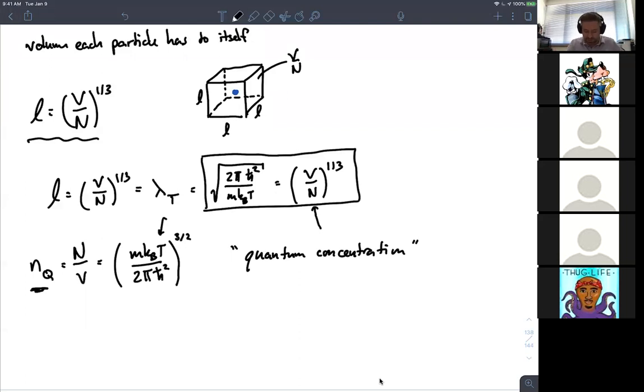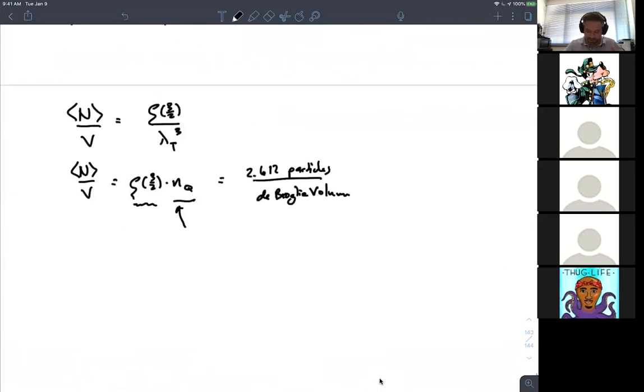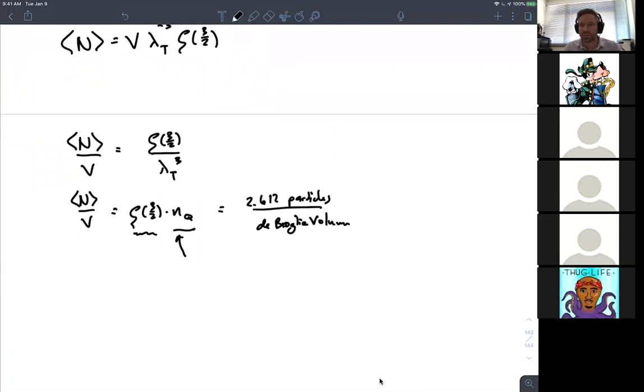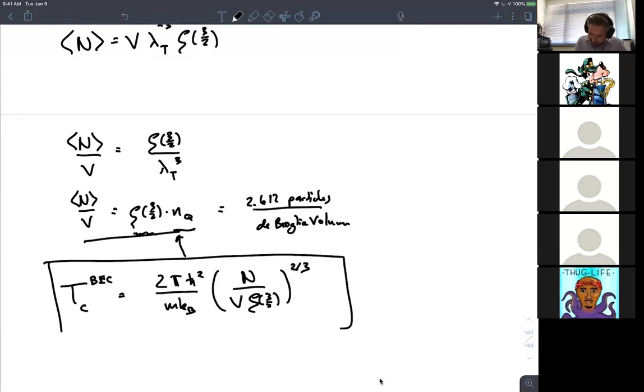So now you take this expression and plug it back into our formula down here for when the system Bose-Einstein condenses, and you simply invert it to get the temperature. So you just solve this for the temperature. This is going to be some critical temperature at which the system Bose-Einstein condenses. Rearranging, what you get is T_c equals 2 pi h bar squared over m k_B times n over v over zeta 3/2, to the 2/3. So this is the temperature where a gas of bosons will Bose-Einstein condense.